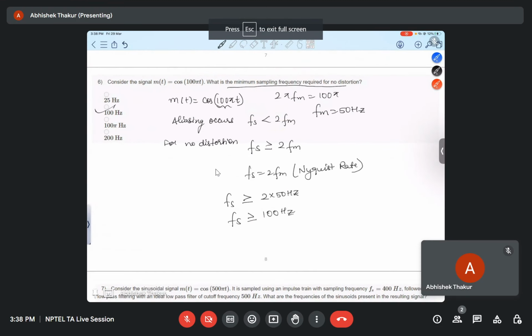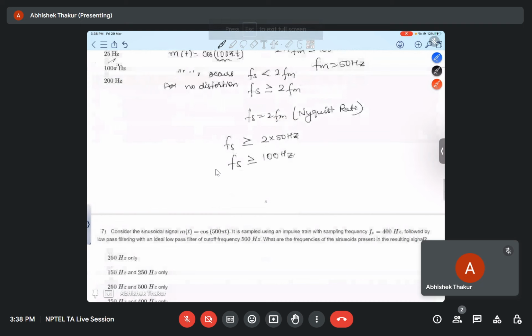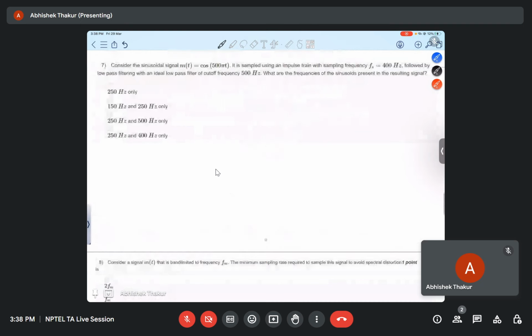So now we'll move on to the next question, that is question number 7. In this question it is given: consider the sinusoidal message signal m(t) is equal to cos of 500 pi t. It is sampled using an impulse train with sampling frequency given as 400 Hz, followed by low pass filtering with an ideal low pass filter of cutoff frequency 500 Hz. What are the frequencies of sinusoids present in the resulting signal?